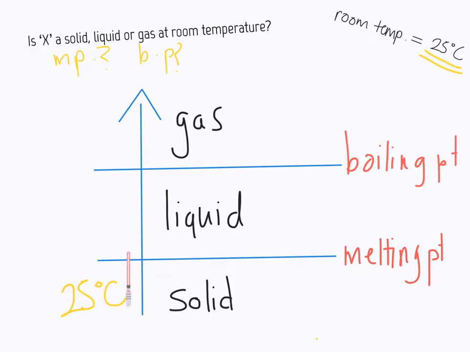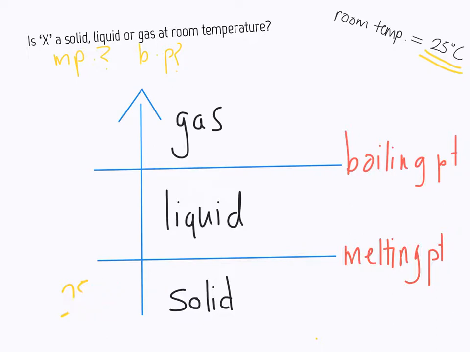So if it's a solid at room temperature, it still needs to melt and it still needs to boil. So those two temperatures are above 25. Okay? Now, oh, something funny's happened.